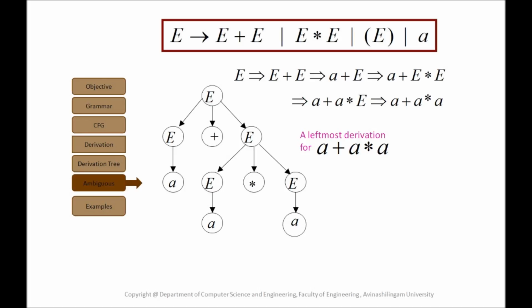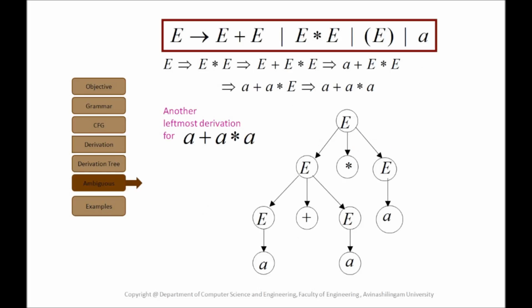Here we have derived the string A plus A star A using a derivation tree. That is, we have considered E tends to E plus E as the first production. This E has to be replaced by A. Again, this E has to be replaced by E star E in order to get A star A. So it becomes A plus A star E. Now again E has to be substituted by A. So A plus A star A. The derivation tree for this leftmost derivation has been shown here.